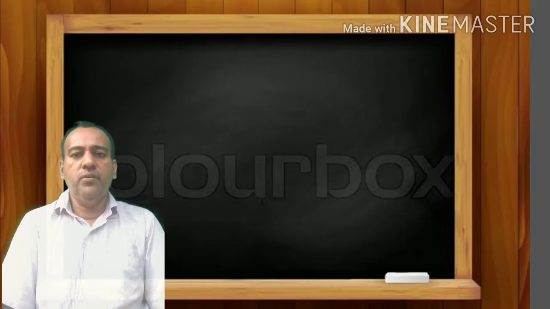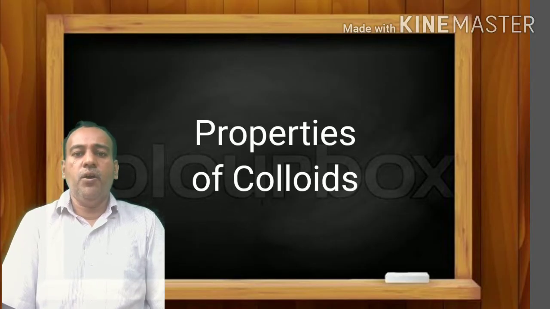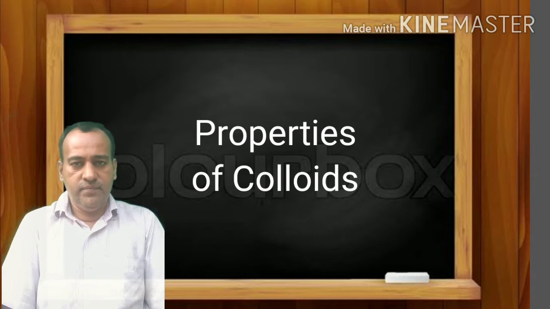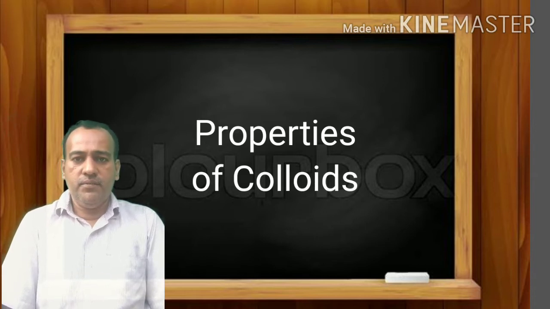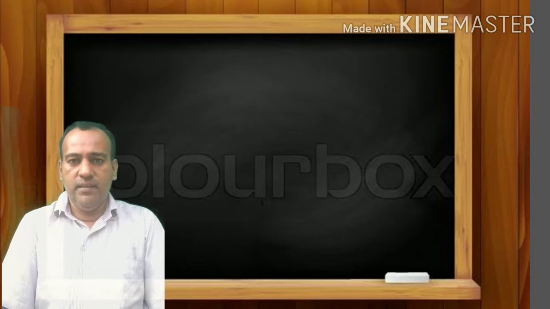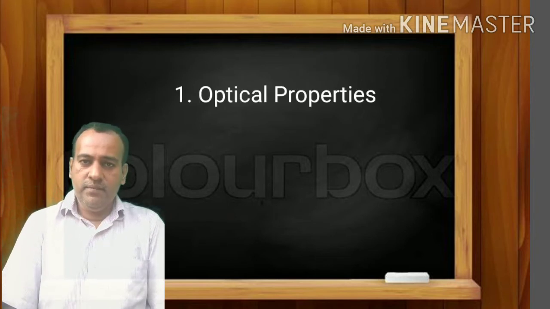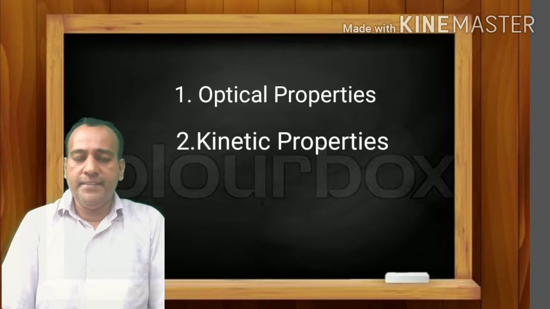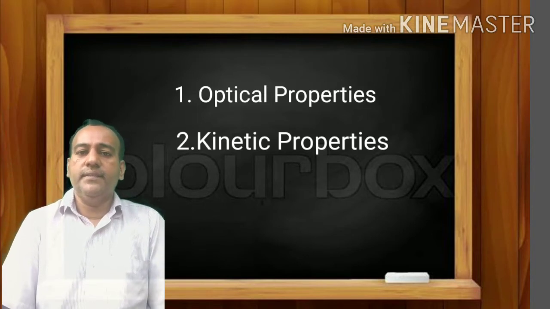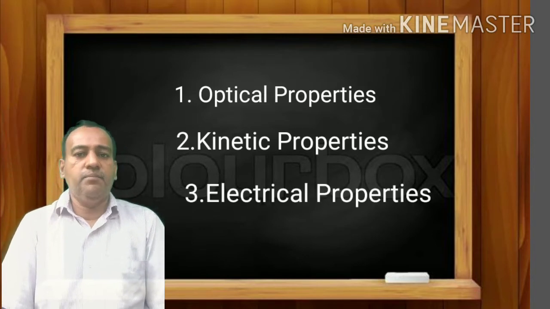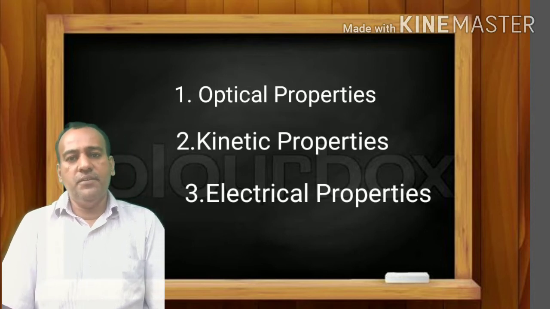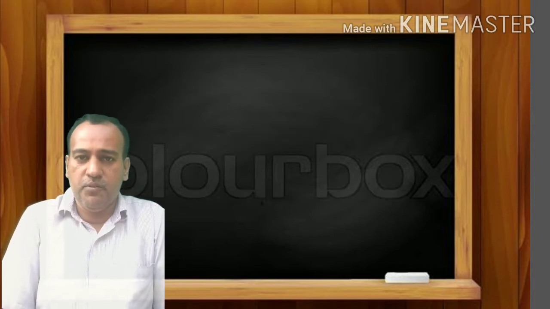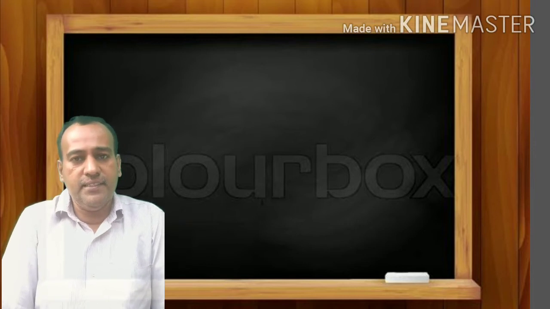Now we are going to study something about properties of colloids. The properties of colloids can be classified, or we can study them, under three headings. One is optical properties. The second one is kinetic properties. And the third one is electrical properties. In this video, we are going to discuss the optical properties as well as kinetic properties.